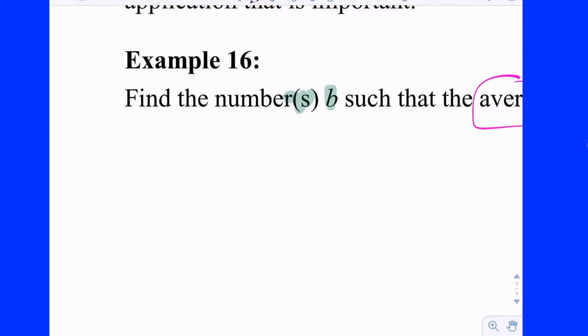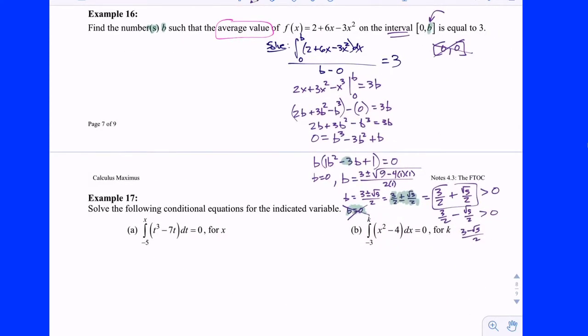Average value, we set it up. Average value. How do you find average value? Something over with. What's the first one? Integral. Good. Average rate of change? Difference quotient. Good.